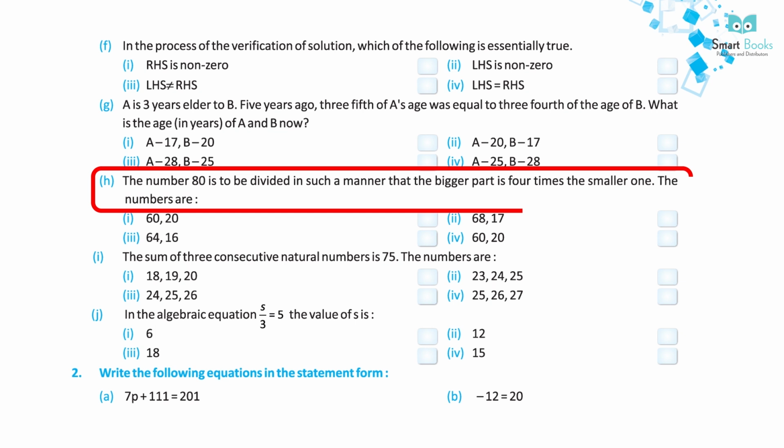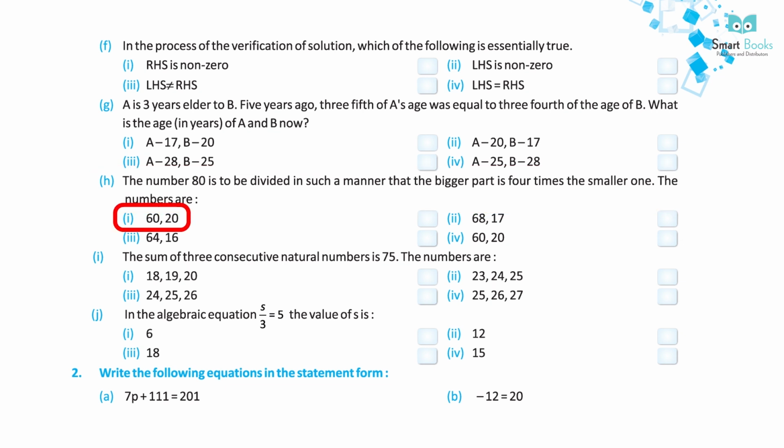H. The number 80 is to be divided in such a manner that the bigger part is 4 times the smaller one. The numbers are first, 60, 20. Second, 68, 17. Third, 64, 16. Fourth, 60, 20. Solution. Third, 64, 16.